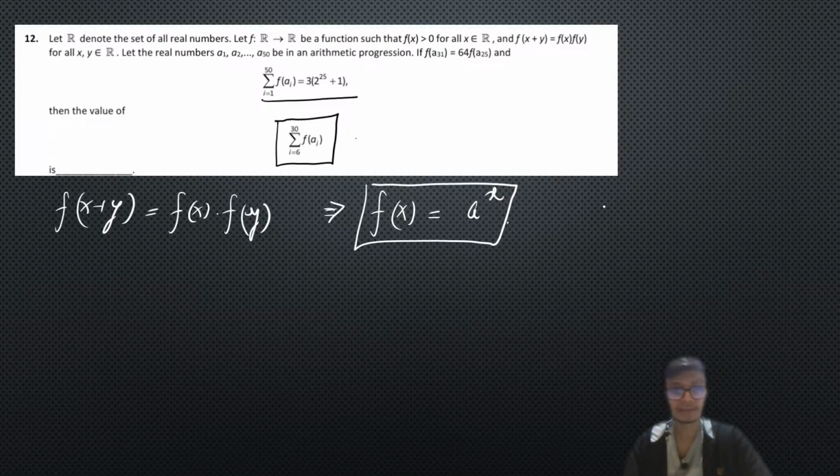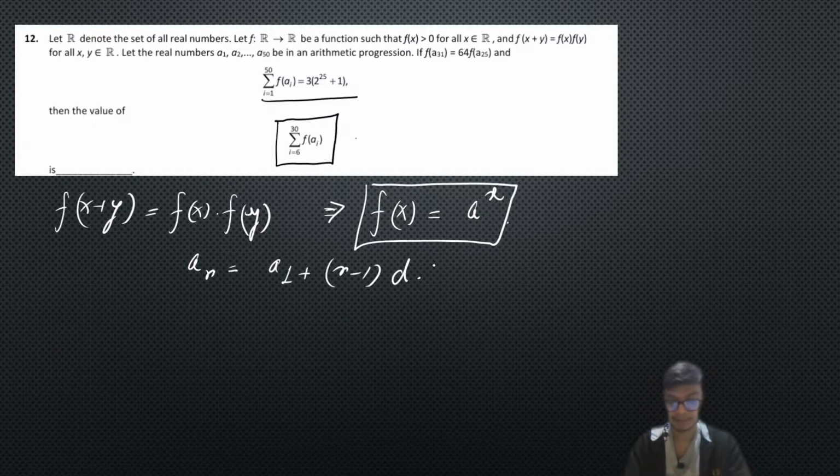And it says that a1, a2, up to a50 are in arithmetic progression. So if I take any a of r, it can be given as a1 plus r minus 1 into d, right? Correct. And let's assume that d is the common difference.